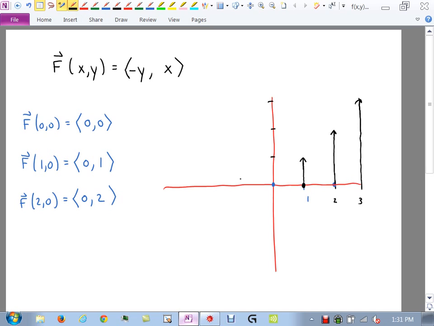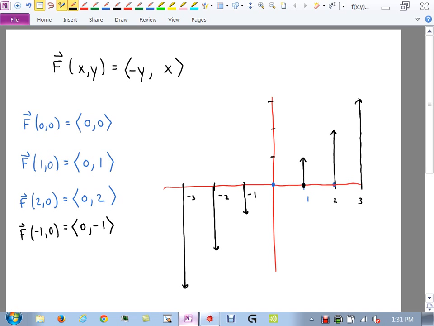Now, what if we go the other direction on the x-axis? What if I go negative 1? How does that change things? What is f of negative 1, 0? 0, negative 1, right? So which way is that pointing? Down 1? If I go out to negative 2, what do I got? Down 2, like that. Negative 3, down 3, right? You understand the basic concept here? At every point, there is a vector.